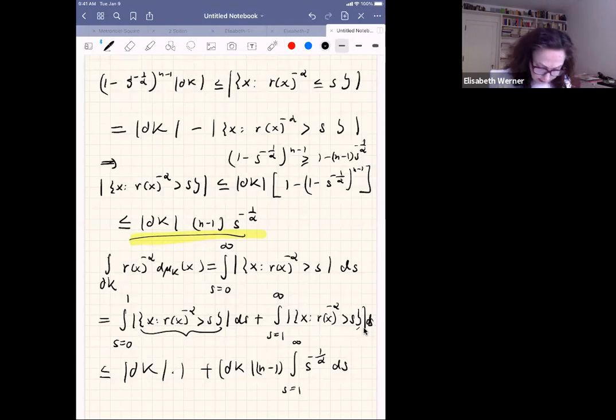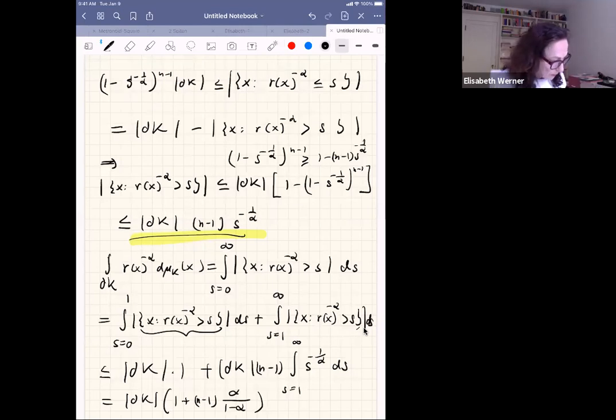But if alpha is strictly smaller than 1, we'll simply get the n minus 1 dimensional volume, or surface area, of the boundary of K, and then we'll have 1 plus n minus 1. So if we do the integration, we'll get alpha over 1 minus alpha. And again, we see in that expression, if alpha were equal to 1, we would have a problem.